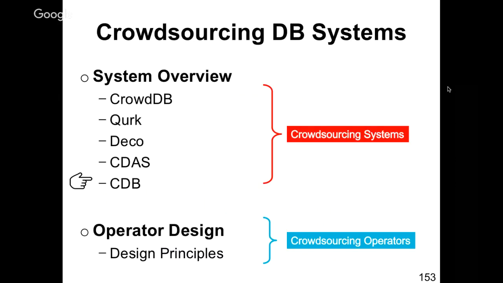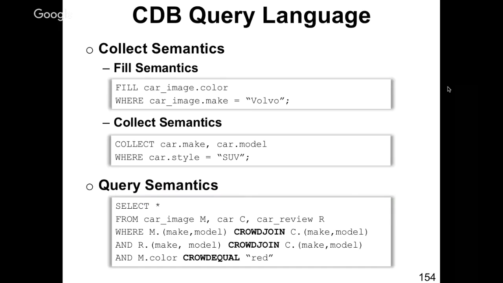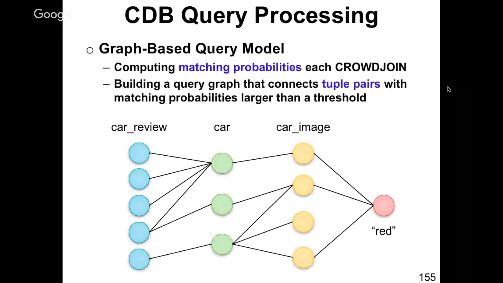Okay, CDB is a very recent work, and it was actually published in SIGMOD this year. The basic idea of CDB has two parts, I think two innovations. The first one is a graph-based query model. The idea is, can we first build a graph on top of the data we want to join?